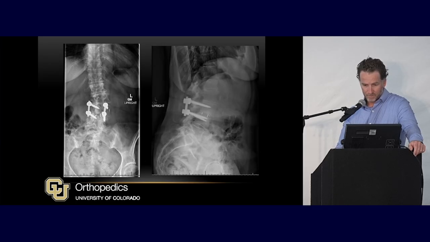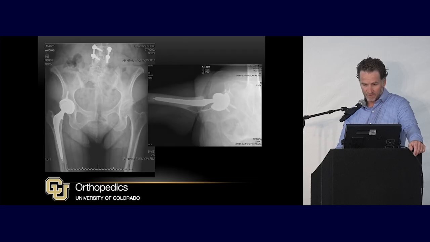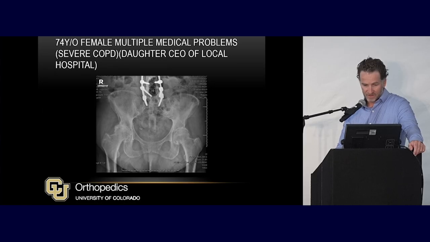So I'm going to go through these cases. I didn't really change anything that we've already talked about. I did this from the front. I cemented her stem. I did not use any different articulation. But let's go to the next one here.